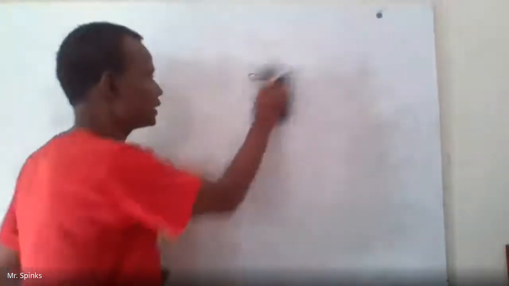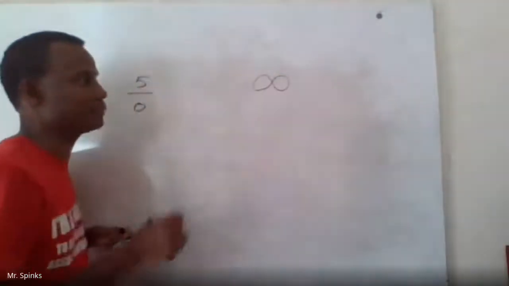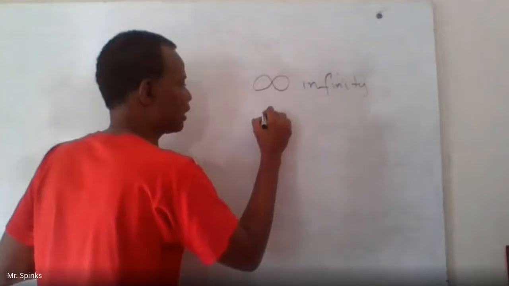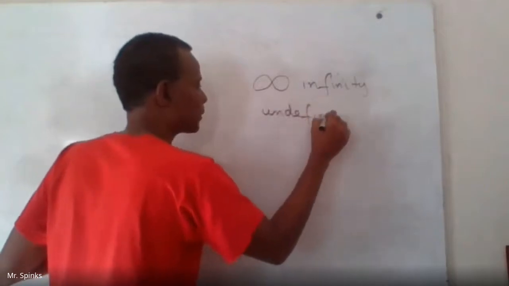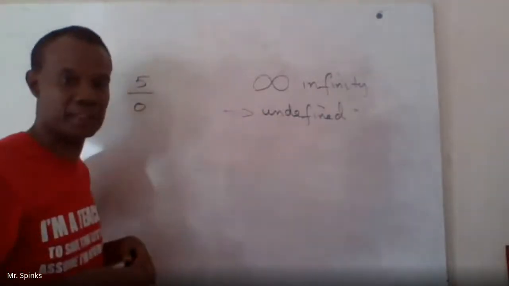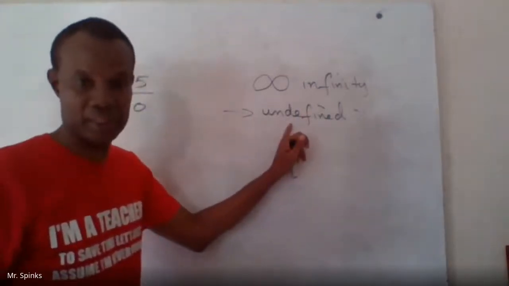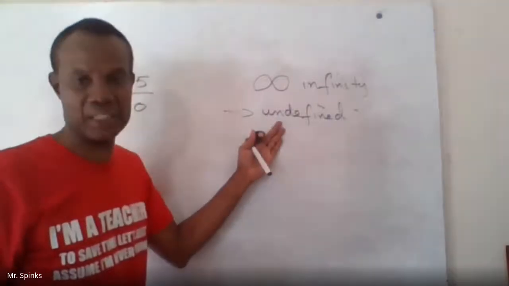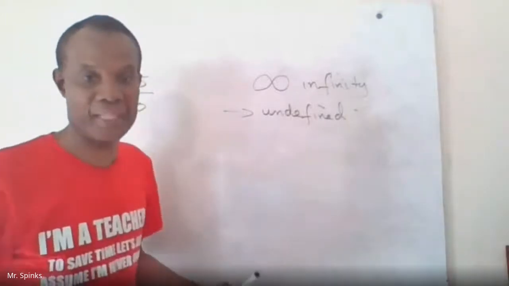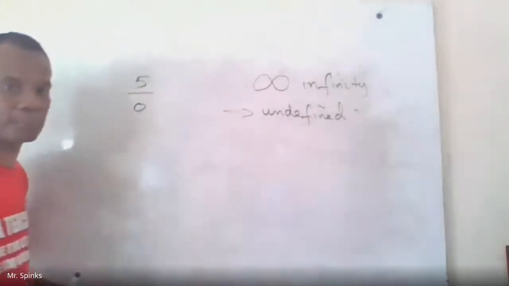Let me make that a little nicer. Right. So that's my infinity. Sometimes it says undefined. So once you're dividing by 0, you should be thinking about this word here, undefined. You will see this in functions, where they ask you for what value of x is the function undefined. That means what value of x will cause the denominator to be 0. All right?